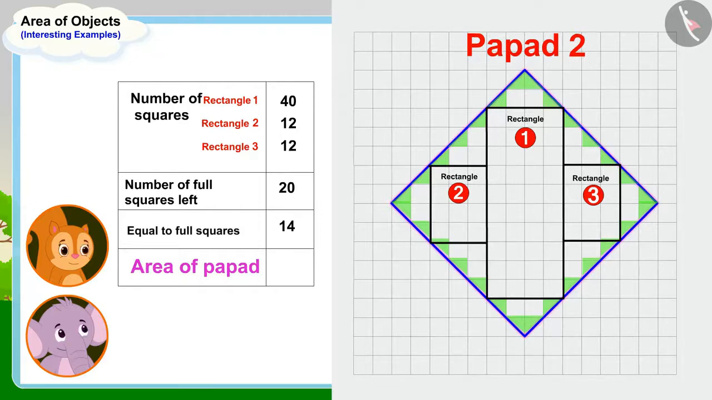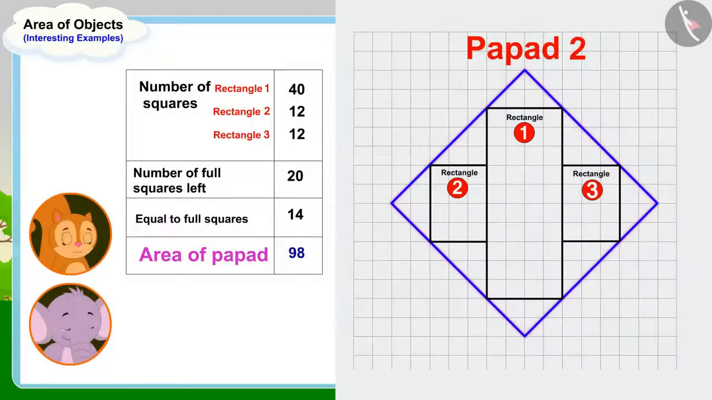In the end, Chanda used addition in this way and wrote down the total number of squares covered by this popper, 98. Appu, the area of this popper is 98 square centimeters. Chanda said excitedly.